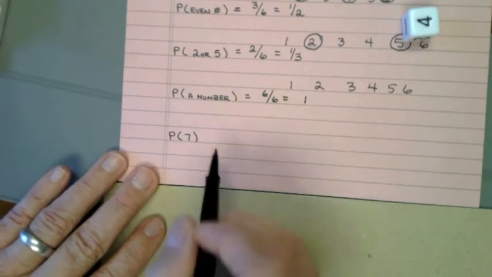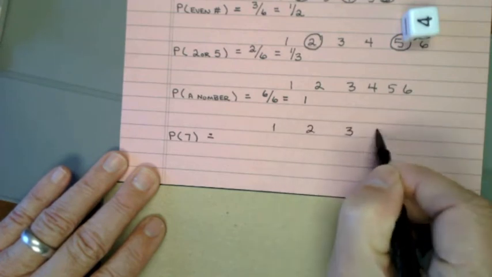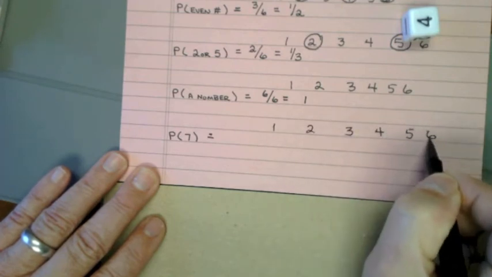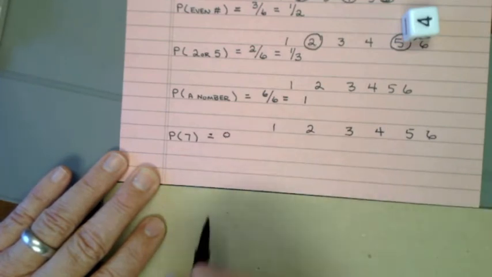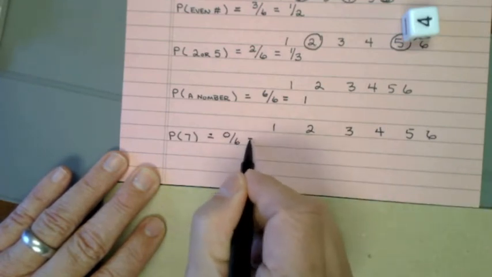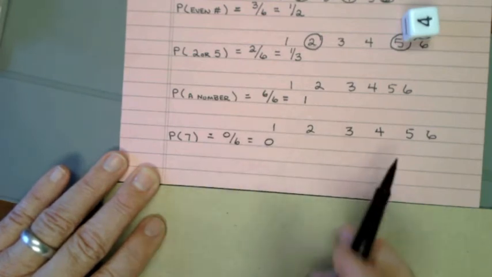Probability of rolling a 7. Well, this 6-sided dice has a 1, 2, 3, 4, 5, or a 6. Are there any 7s? There are no 7s out of a total of 6. So there's a 0% chance of me rolling a 7 on a 6-sided dice. So again, they could use cards, they could use marbles, they could use a spinner. It doesn't matter what they use. You take the number of favorable outcomes and divide it by the total possible things that are there.